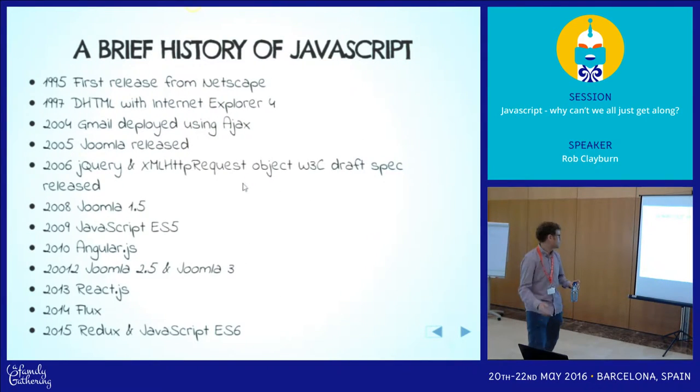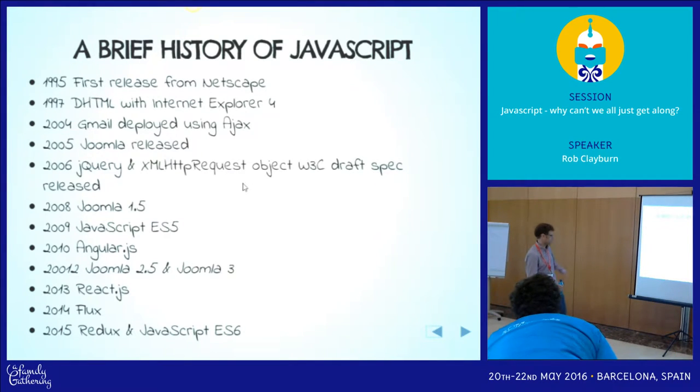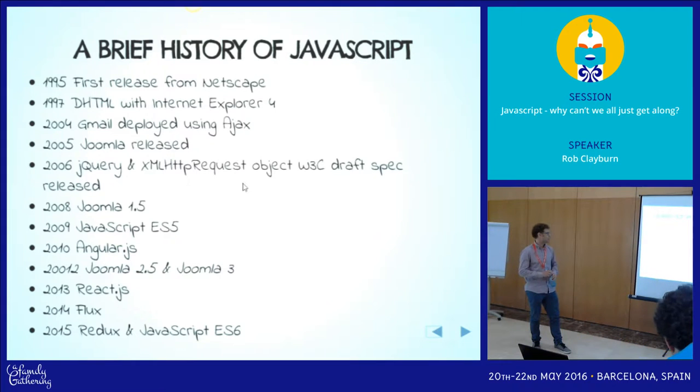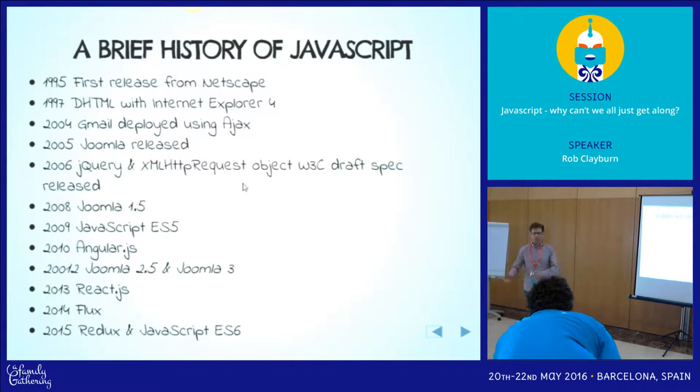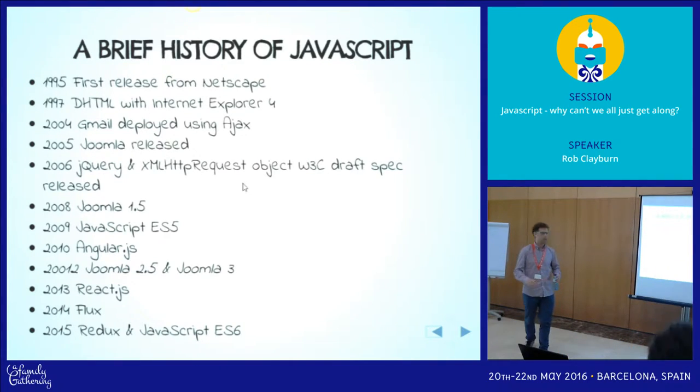So what I've done is I've injected Joomla releases into a timeline of some of the stuff I think is important about JavaScript. There's obviously loads of stuff that's missing from there. The slides aren't that big. JavaScript was released by Netscape in 1995. The guy did it in like 10 days or something. It's just mind-blowing. And then, for those of us old enough to remember, DHTML was the thing. In 1997, when I graduated, that was hot.